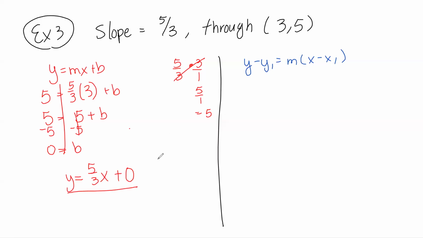Technically, that's the answer. But again, when we can be lazy, we will. So we will cut the 0 and just let it be assumed. So the best answer is y equals 5/3 x. That's it. Done.